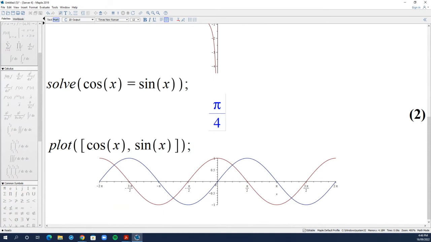So the point I'm trying to make is that Maple's good, but it cannot do everything. So what can we do about this? Well, we can use Maple in a slightly more creative way, by drawing pictures and drawing graphs. Let me show you what I mean.